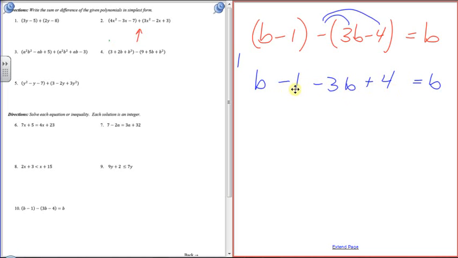I still have more cleanup here. I'm going to combine this term and this term. It'll give me a negative 2b. I'm going to combine this term with this term. It'll give me a plus 3. Now I'll bring down the rest of the algebra. We always bring down what we're not changing.